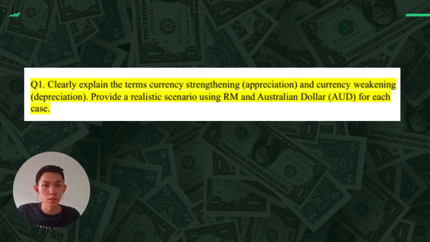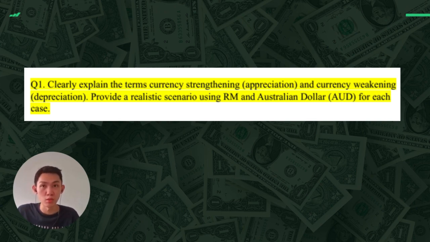We use a scenario with the ringgit and the Australian dollar. When one Australian dollar equals 3 ringgit, and then it suddenly changes to one Australian dollar equals 2.8 ringgit, the Malaysian ringgit has appreciated, or strengthened, against the Australian dollar. So it takes fewer ringgit to buy one Australian dollar. Malaysians can import goods and services from Australia more cheaply, and Malaysian goods become more expensive for Australians.